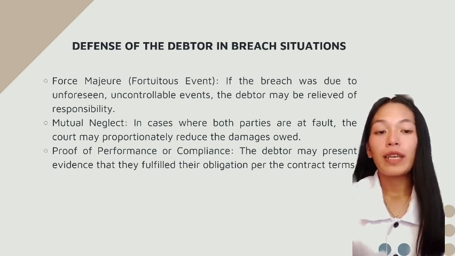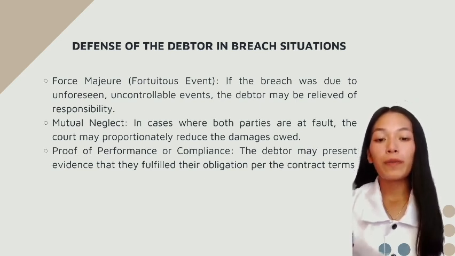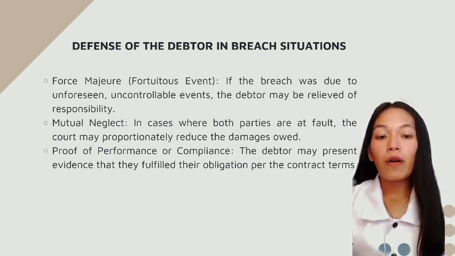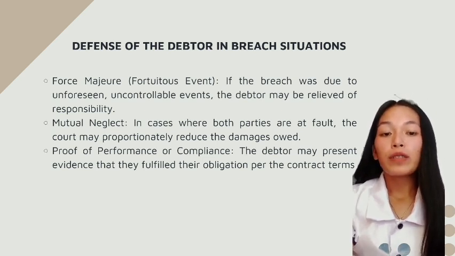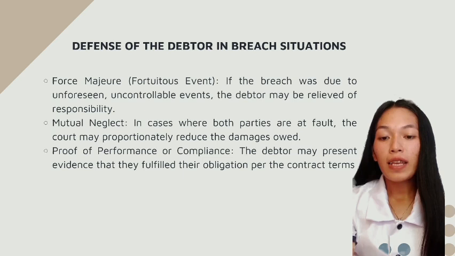Another is defense of the debtor in breach situations. First measure: if the breach was due to an unforeseen, unavoidable event, the debtor may be relieved of responsibility. Many contracts include a force majeure clause which specifies the type of events, their qualities, and what happens if they occur. If a force majeure event happens, the affected party may be relieved of responsibility. Then, proof of performance or compliance is a legal defense used by a debtor to demonstrate that they indeed met their contractual obligation instead of merely denying the breach. The debtor actively provides evidence showing that they acted according to the contract.